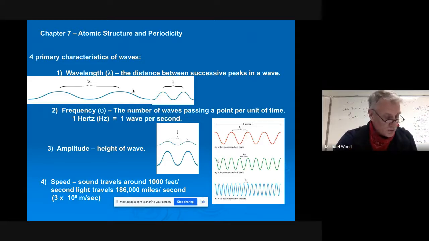Which travels faster, sound or light? Light. A 5-second count after a lightning bolt tells you how far away. A count of 5 means it's 1 mile away. So light travels about 1,000,000 times faster than sound.